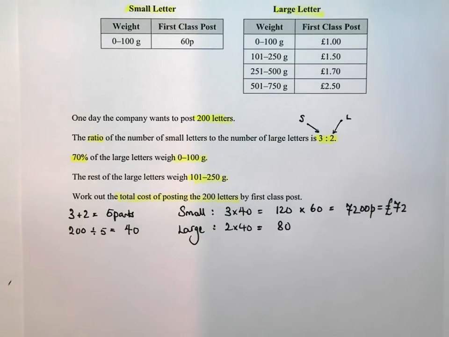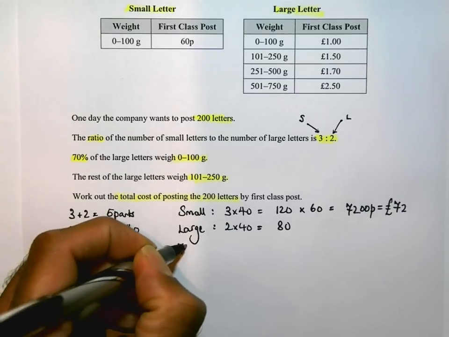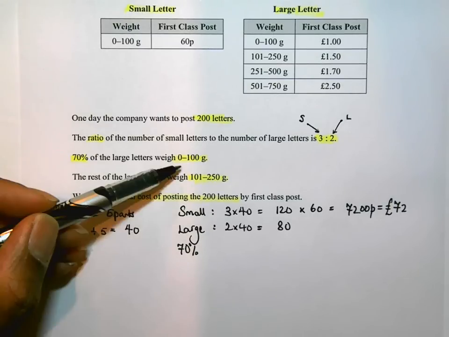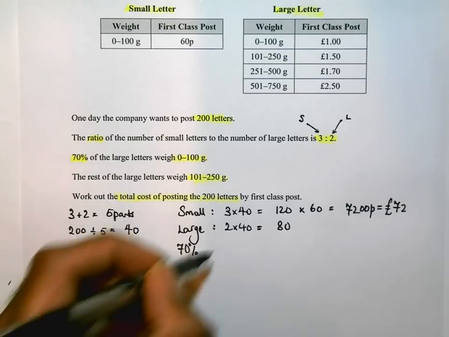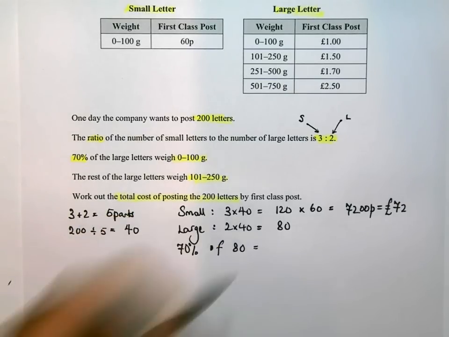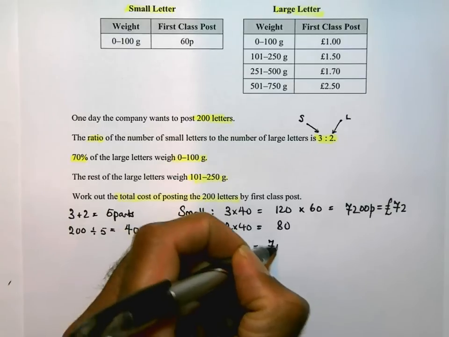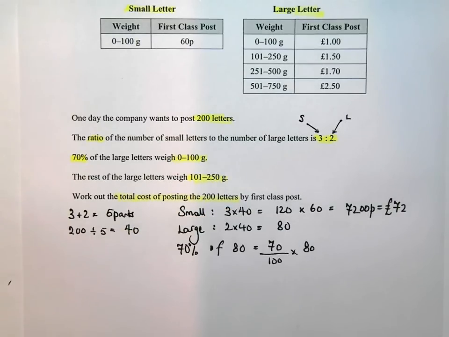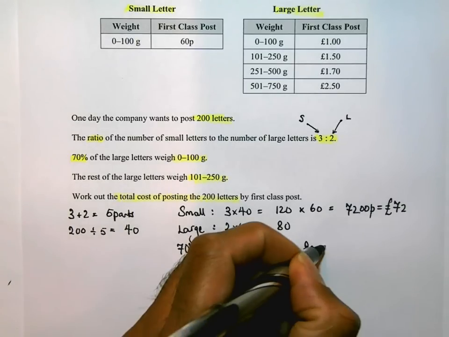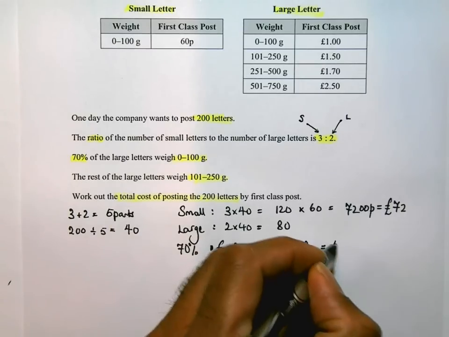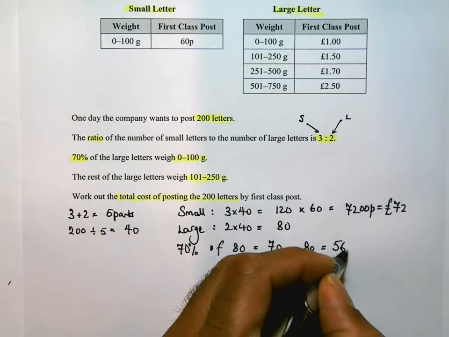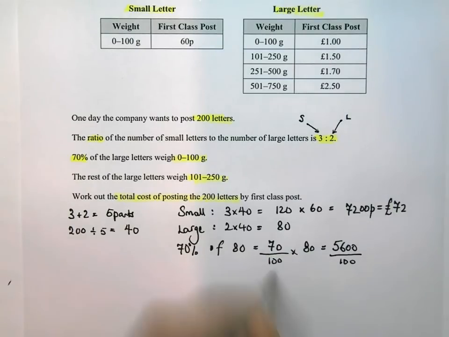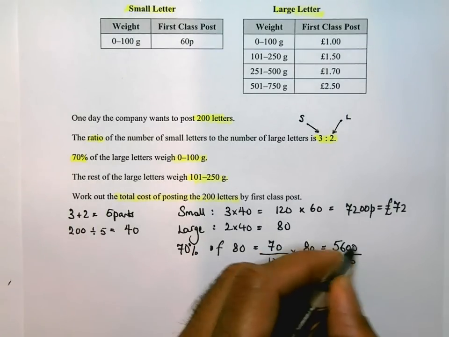Pretty straightforward so far. Of the large letters, 70% are 0 to 100 grams. So I need to find 70% of 80. Now 70% of 80, that's 70 out of 100 times 80. Now there are loads of different ways I could do that. I'm going to actually just times across and then divide by 100. So 7 times 8 is 56. Add 2 zeros onto that, and then I'm going to divide by 100. 5,600 divided by 100 is 56.